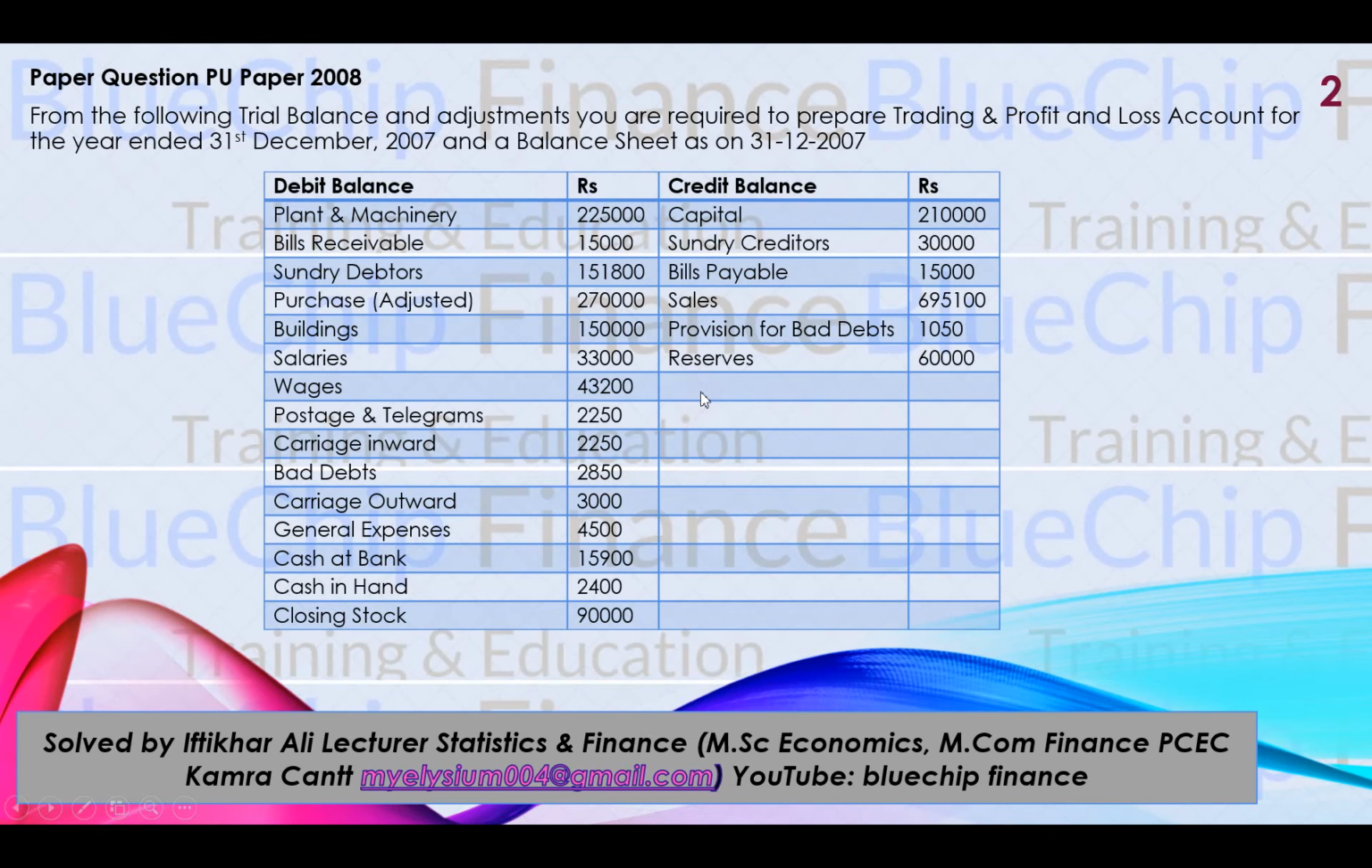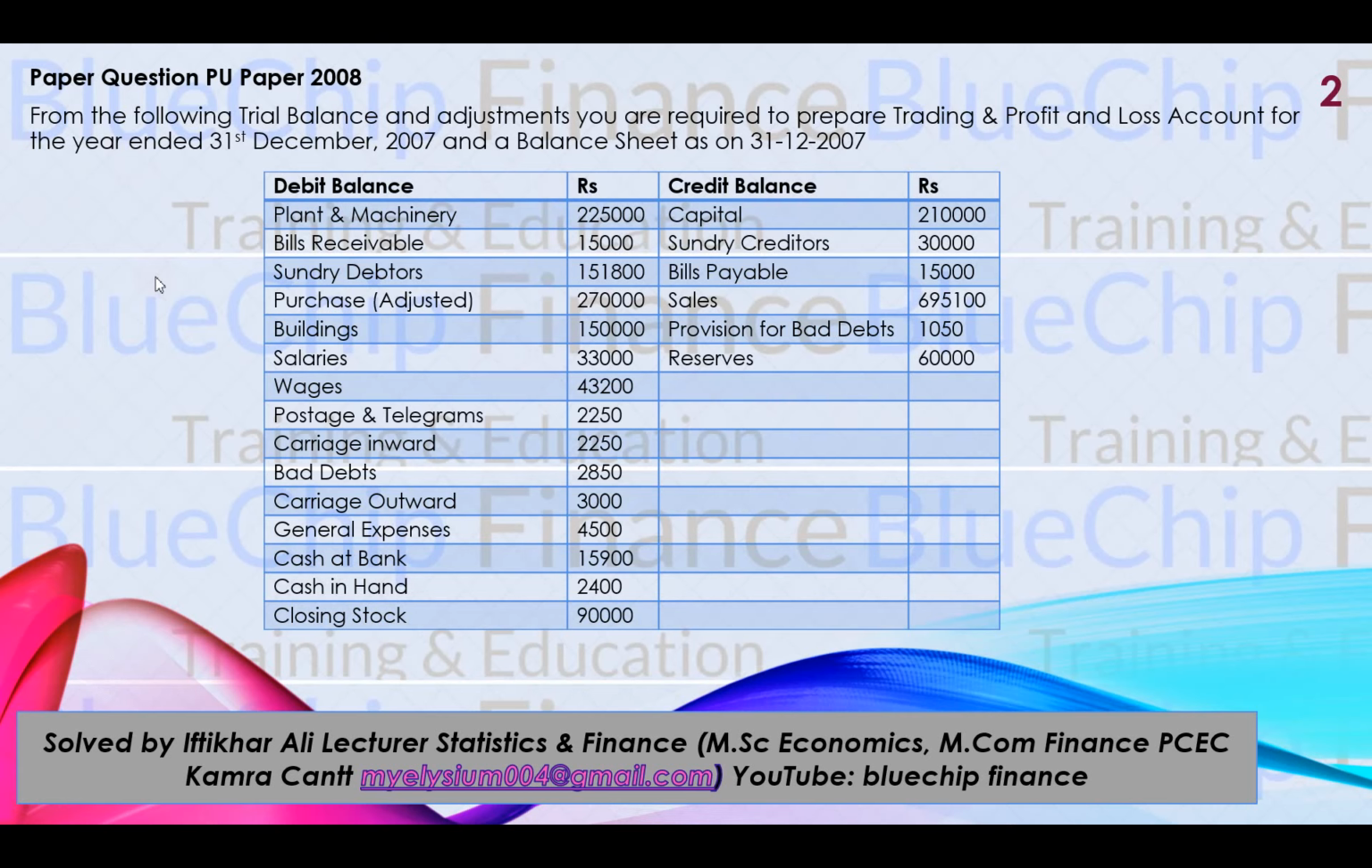As in the previous video I already discussed with you that you should know about the balances and where these balances should be treated. We have three different parts of this question. First part is to make the trading account, second part is to make the profit and loss account, and third part we make the balance sheet.